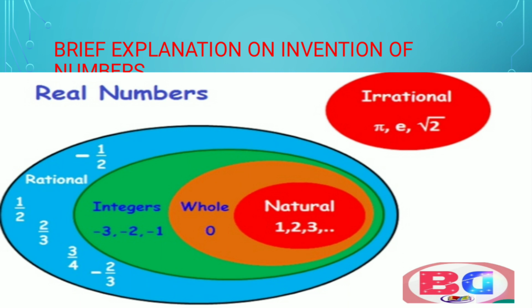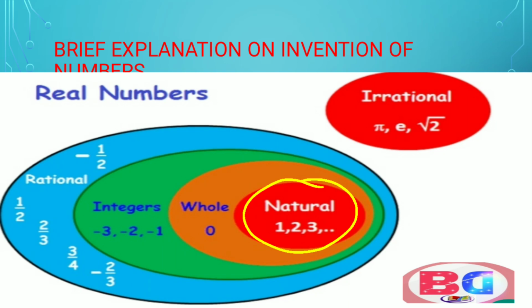First of all, I want to give a brief explanation on the invention of numbers. The number system starts from the natural numbers. What do we mean by natural numbers? All counting numbers, starting from 1 to infinity. The smallest natural number is 1, and we can't find the greatest natural number, because after adding 1 we get the successor, the next number, and similarly the next. So we can say that the greatest natural number can't be found.